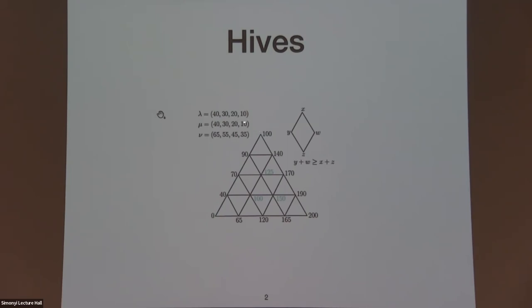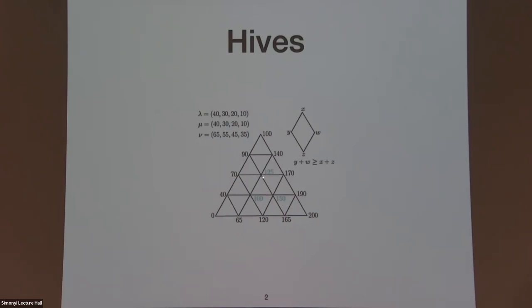Then you transfer mu onto the boundary here, which is again, you add 40 for the first entry here. You add 30, add 20, and add 10, and you get here. Now, in order to put nu on the hive, you put 65 here, add 55, add 45, add 35. And this picture is going to be consistent only if the sum of the entries of nu is equal to the sum of the entries of lambda plus the sum of the entries of mu, because that's how you go from here to here and then from here to here. So this is how the boundary values work.